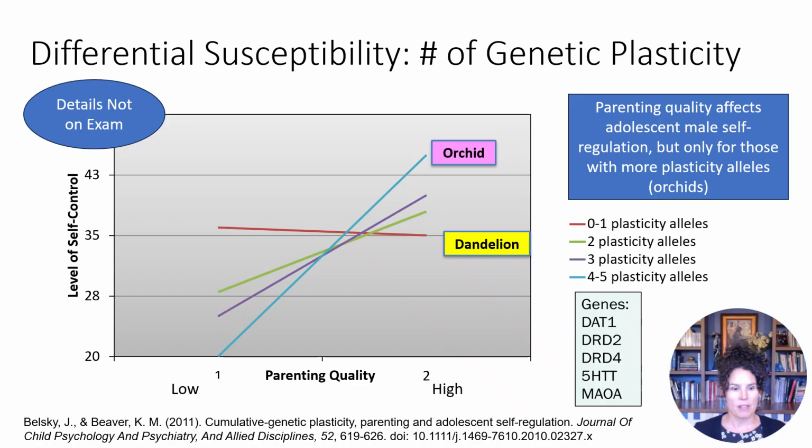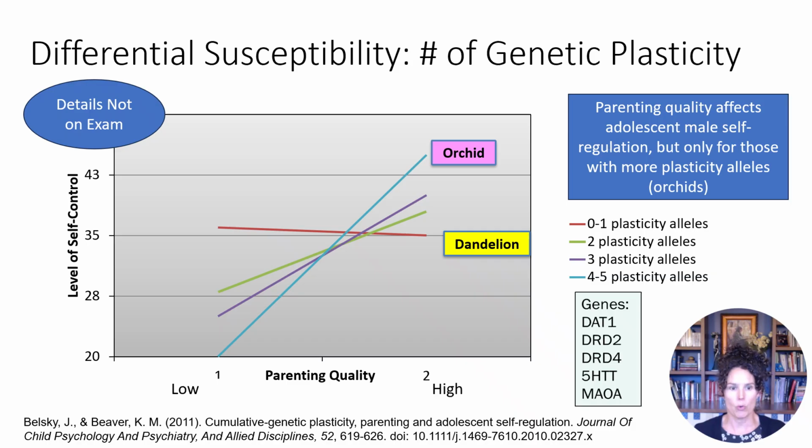And then it was basically investigating how parenting quality from low to high influenced your level of self-control as an adolescent male. And what you can see found here is that for the true dandelions who had 0 to 1 plasticity alleles, it didn't matter for their later self-control as an adolescent, whether or not they had great parenting or poor parenting. And then the amount of plasticity alleles you had had a cumulative effect on how much of an orchid you were.